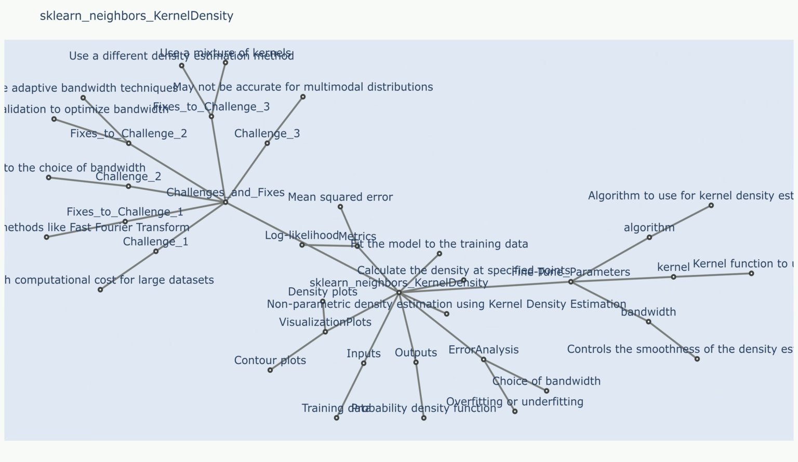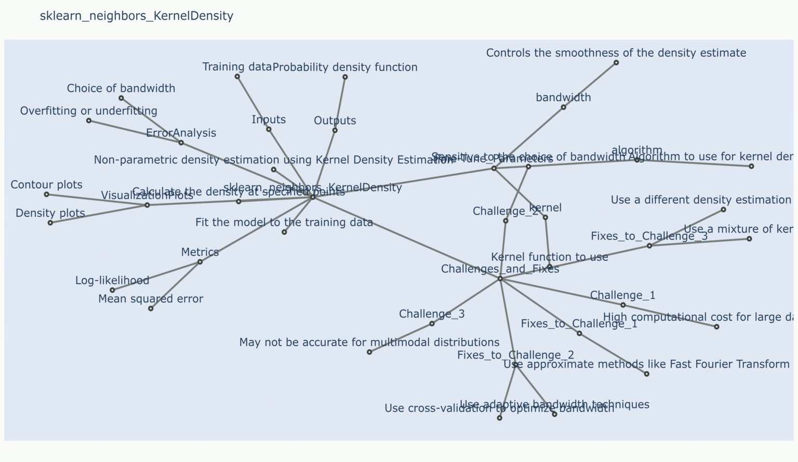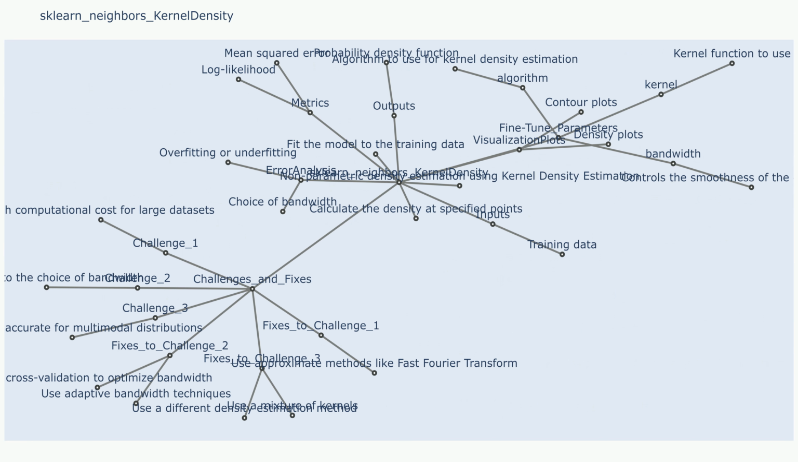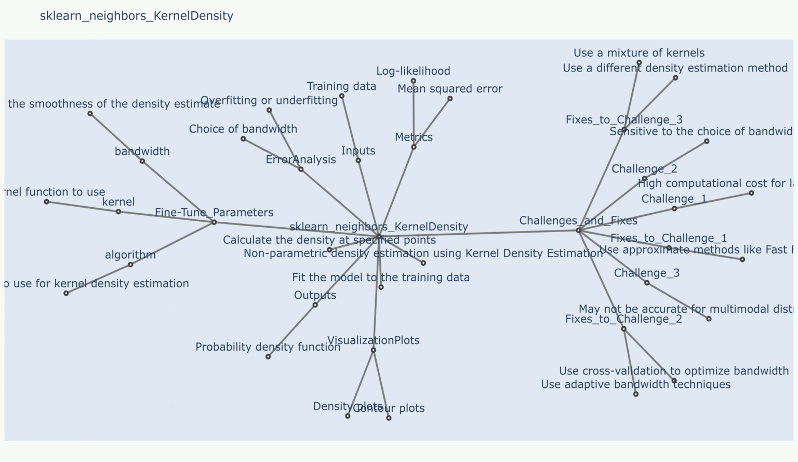Challenges and fixes. Challenge 1: choosing the optimal bandwidth. A bandwidth that is too small can lead to overfitting, while a bandwidth that is too large can lead to underfitting. Sample use case that resulted in challenge 1: fitting a kernel density estimator with a bandwidth that is too small to a dataset with many outliers. This results in a highly irregular density estimate that does not accurately reflect the underlying distribution.